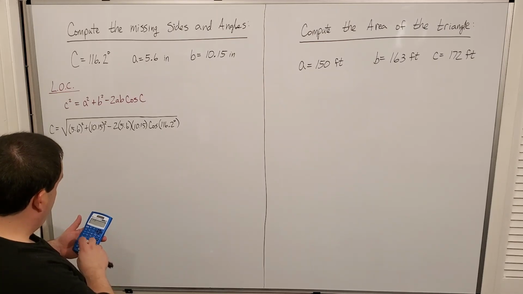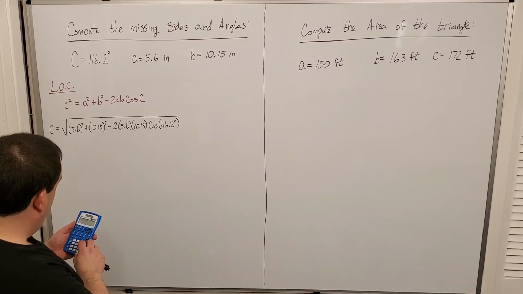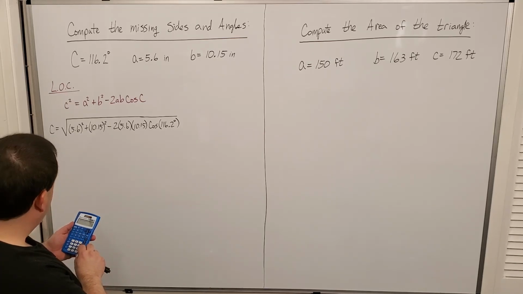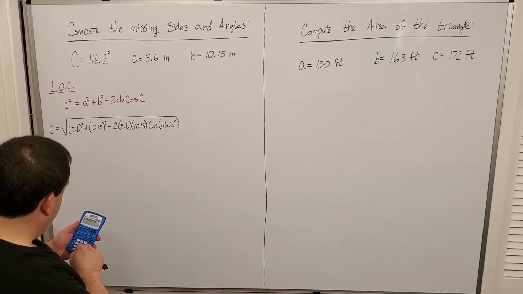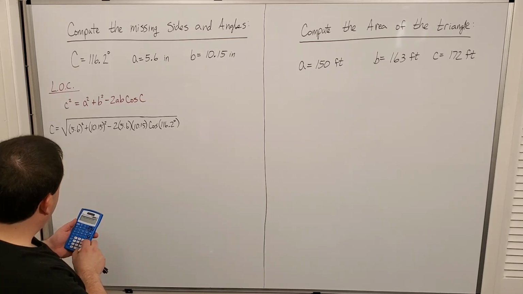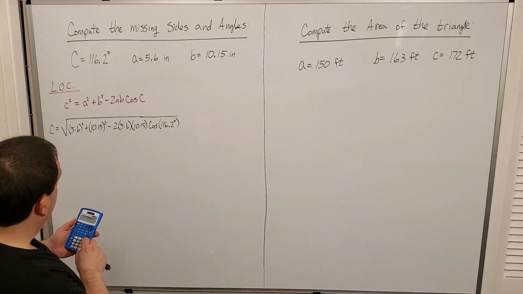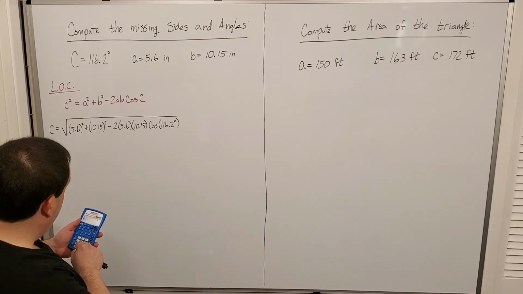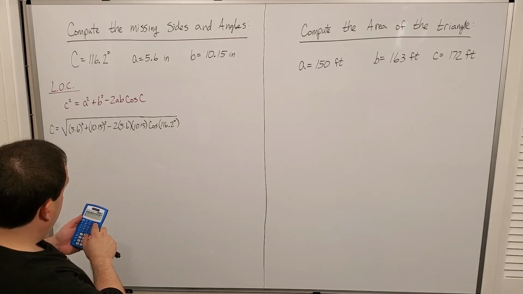I'm going to have the square root of 5.6 squared plus 10.15 squared minus 2 times 5.6 times 10.15 times cosine 116.2. Close the cosine, close the square root, double check. Yep.